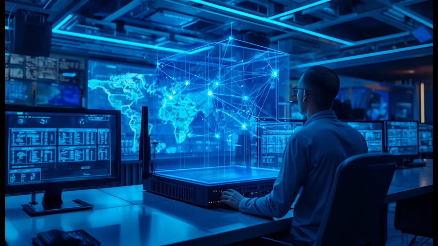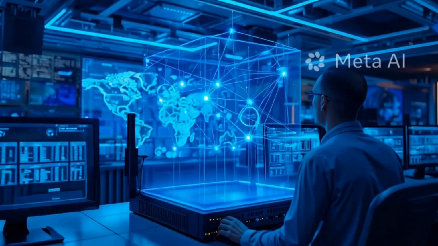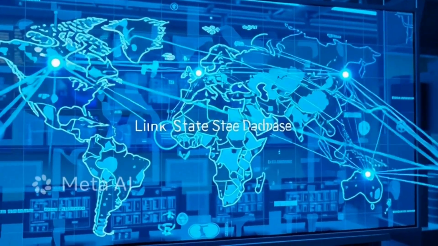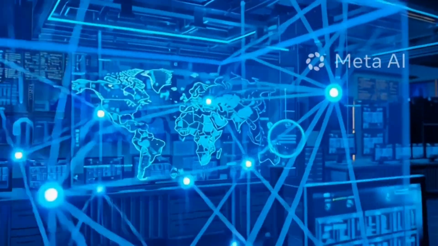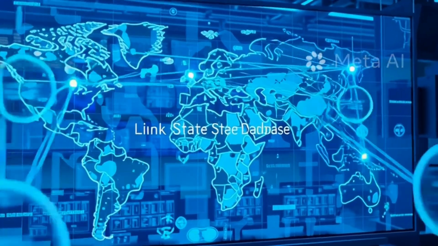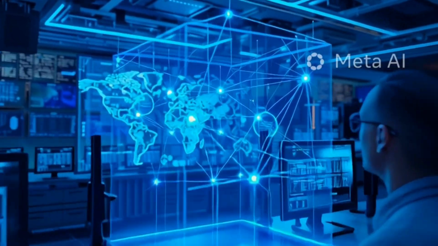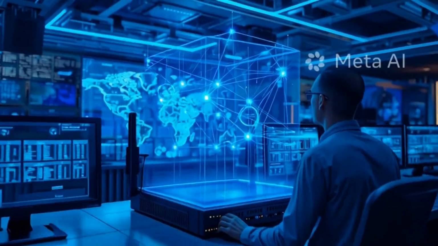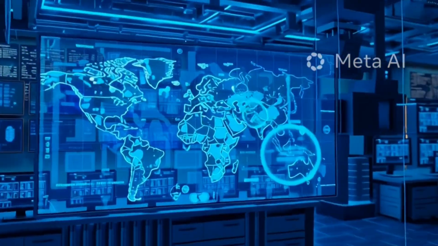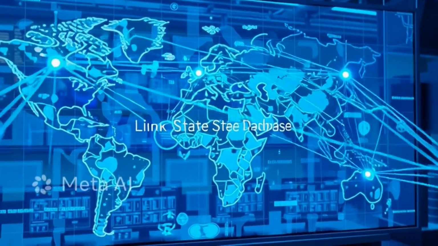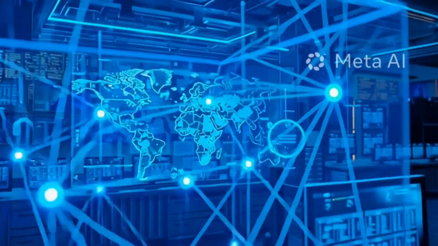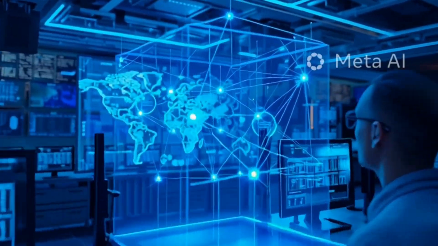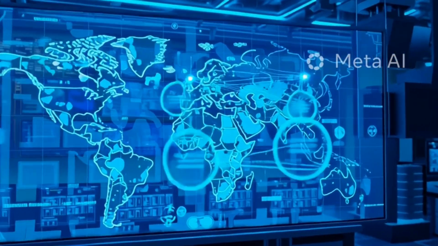OSPF stands for Open Shortest Path First. It is a link state routing protocol used inside an organization. Instead of blindly trusting the neighbors, every router builds a complete map of the network. Think of it like Google Maps. Before giving directions, Google first learns the entire road network. OSPF networks do the same thing. They exchange information about their links and then calculate the shortest path.